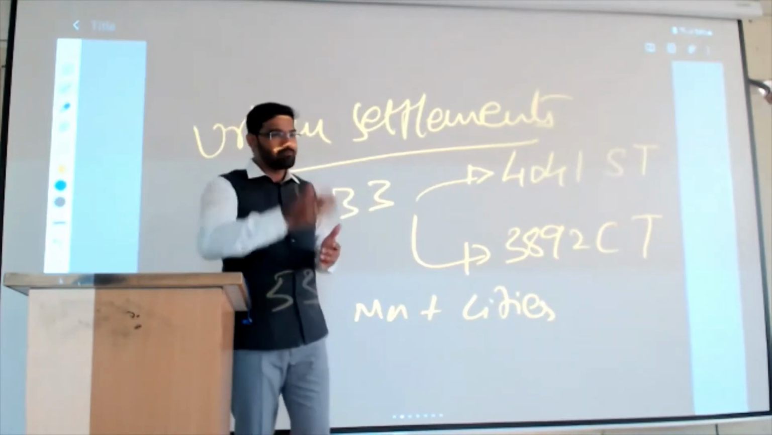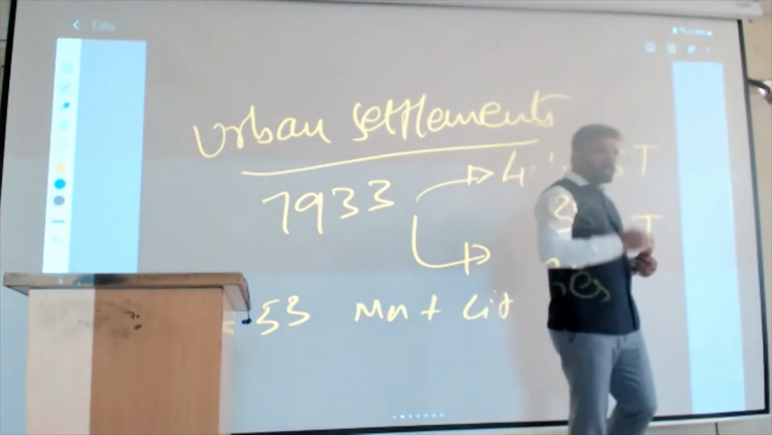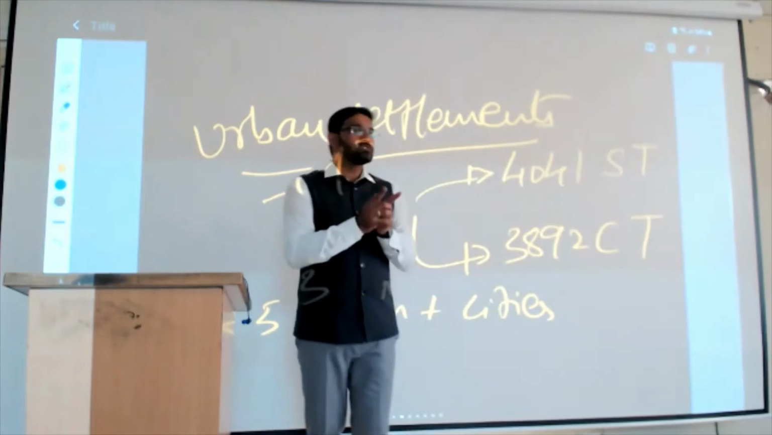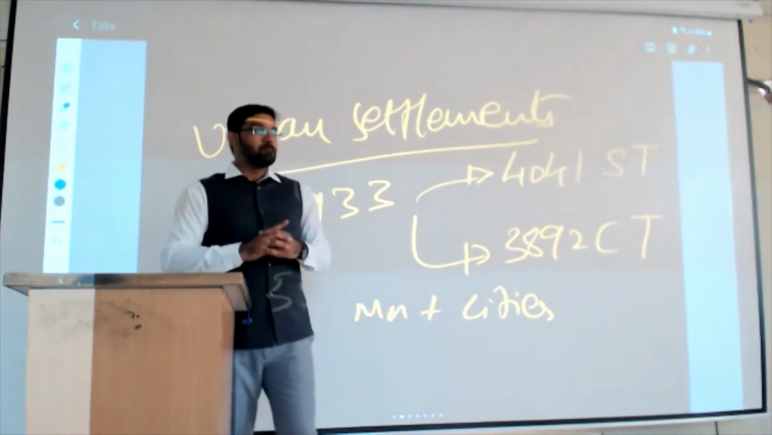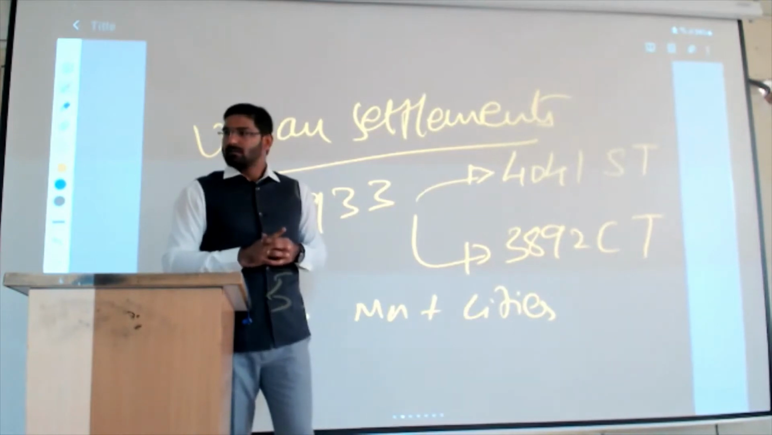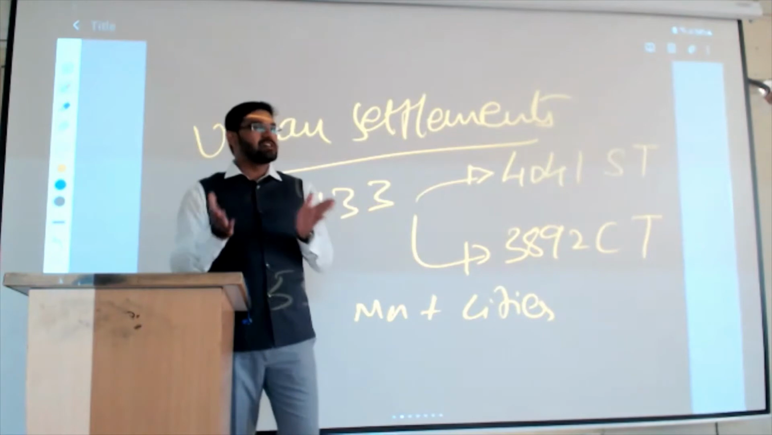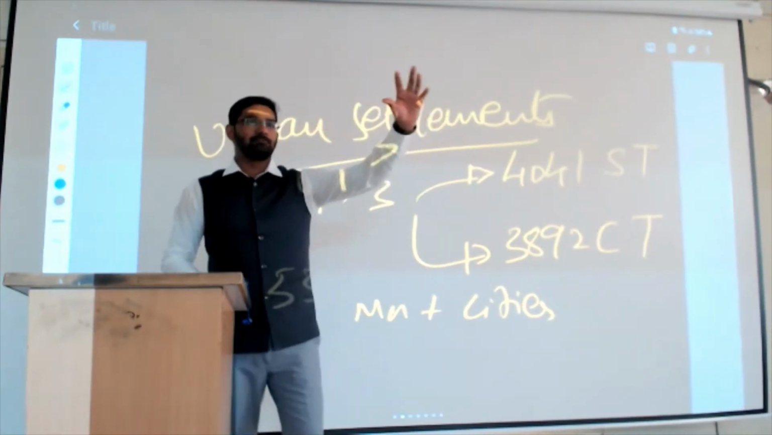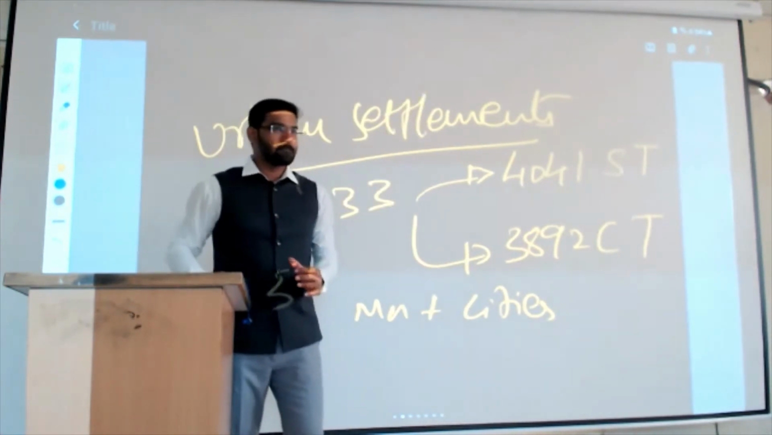China is how much? 56 point something. 59. If you see Brazil or South American countries, most of the South American countries have urbanization more than 70%. Brazil, for example, Chile, Uruguay, Paraguay, they have more than 70% of their population living in urban areas. For a given level of economic development, is India highly urbanized or low urbanized?